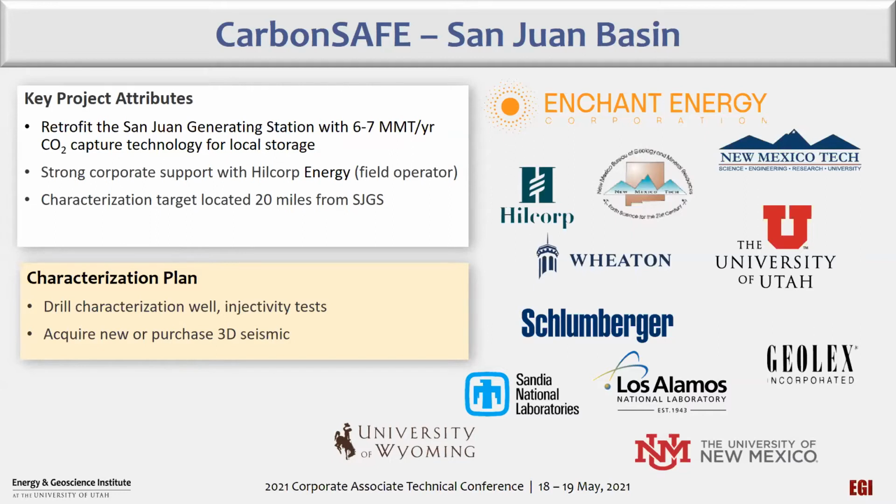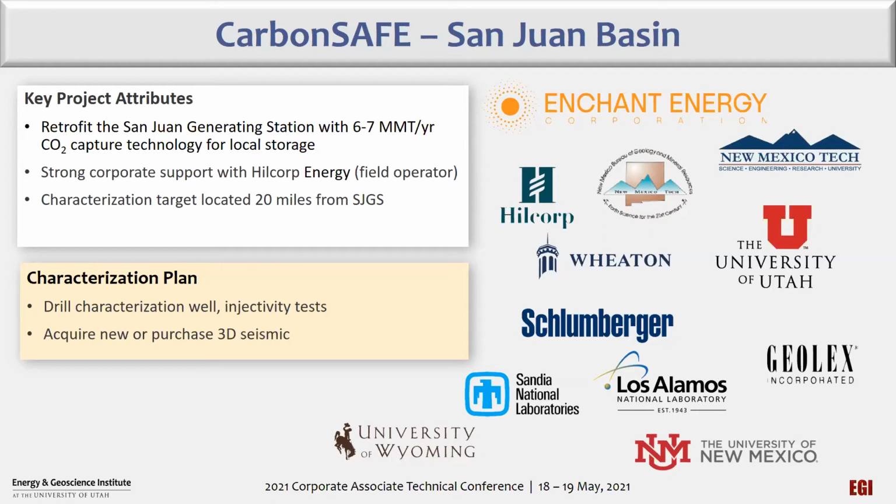Here you can see the partners on the CarbonSAFE project. Some of the key attributes of the project are the San Juan Generating Station capturing at least 7 million tons of CO2 per year. That CO2 will be transported via pipeline to the central San Juan Basin for storage in the deep saline aquifers, mainly the Entrada and Morrison sandstones. The oil and gas interests in the San Juan Basin are generally controlled by, or used to be controlled by, ConocoPhillips, but Hilcorp is the major operator there. Hilcorp is a key partner on the project. Characterization of the area is well underway, and the project plans to drill a stratigraphic test well sometime in July or August.